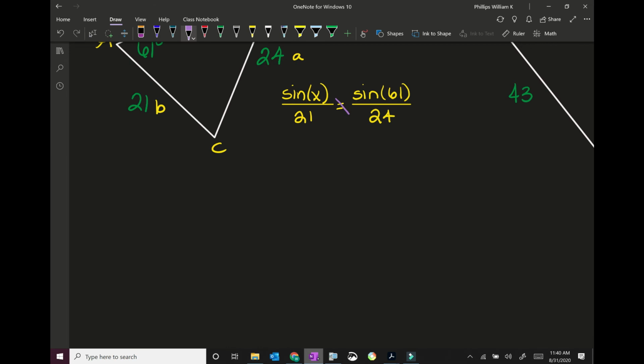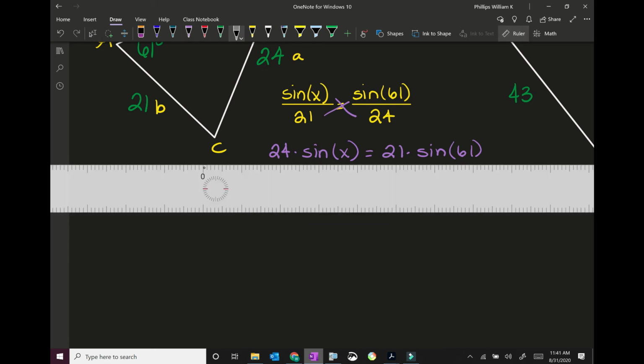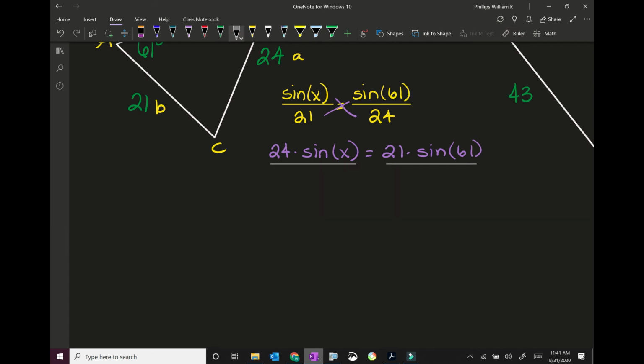From here, we'll cross multiply and we'll get 24 times sine of x. This will be equal to 21 times sine of 61. We want sine of x by itself, so we want to isolate. So we'll divide by the number in front. Since they're multiplying, we have to do the opposite of what they're doing. So we'll divide by 24.